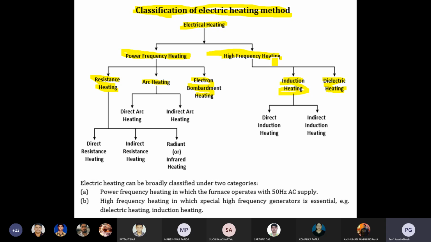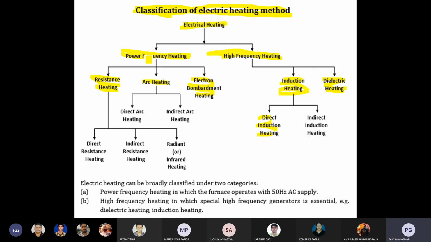These are the applications for high frequency heating. Again, induction heating can be classified into direct induction heating and indirect induction heating. So all of the heating processes may be categorized as direct method, indirect method, sometimes hybrid method. So all kinds of things are possible. Whatever your requirement, based on that you have to select that process.